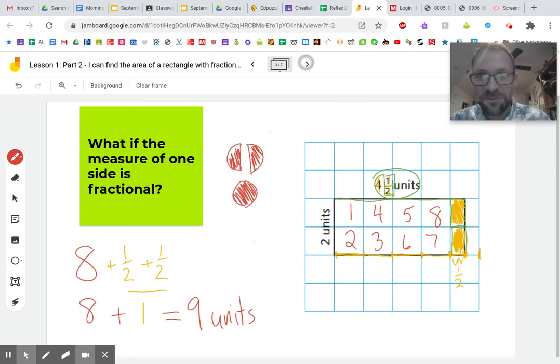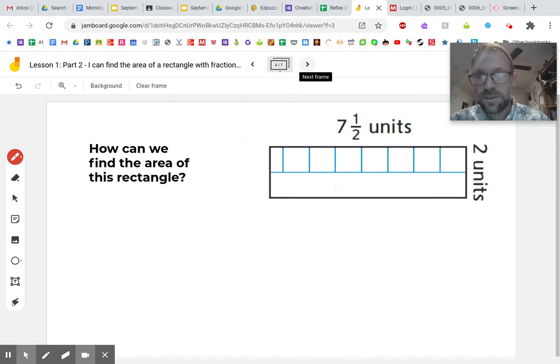Okay, are you ready for the next problem? Want to try it? Here we go. This time, what I'm going to do is have you work on your own in Edpuzzle, on your paper in front of you, however you're working. I want you to try to solve this problem. What is the area of this rectangle? You see it has a length of 7.5 units and a width of 2 units. And some of the boxes are already drawn in for you. I will meet you on the other side of this problem and we'll work on it together to see how you did. Good luck, work hard.